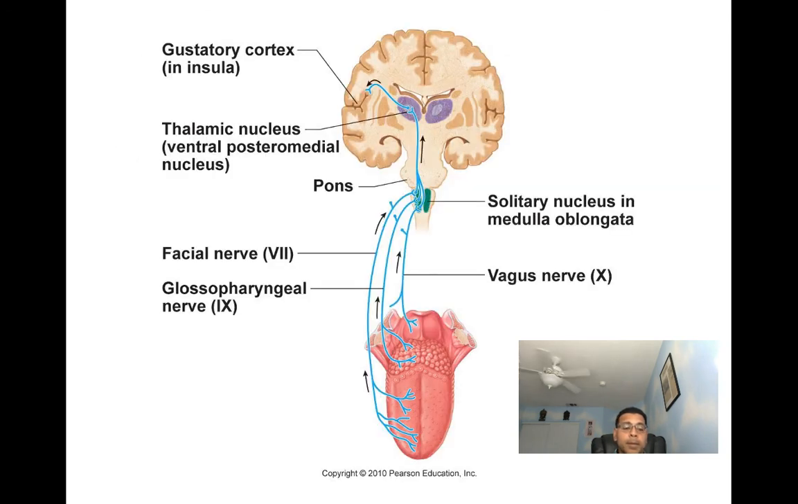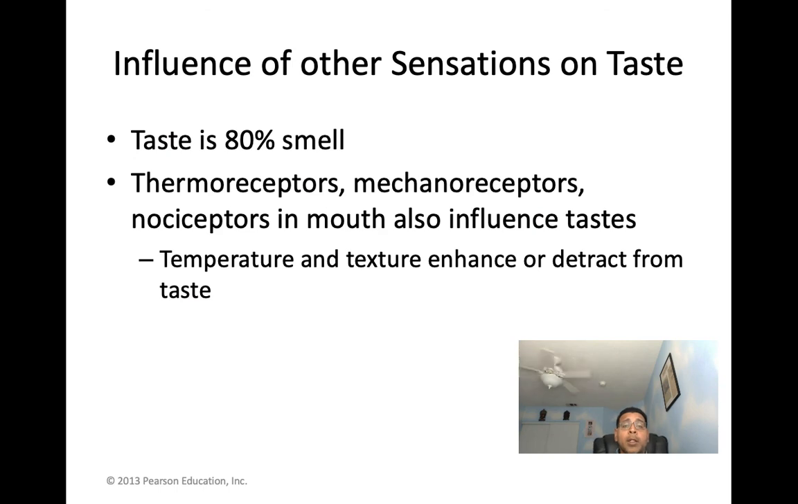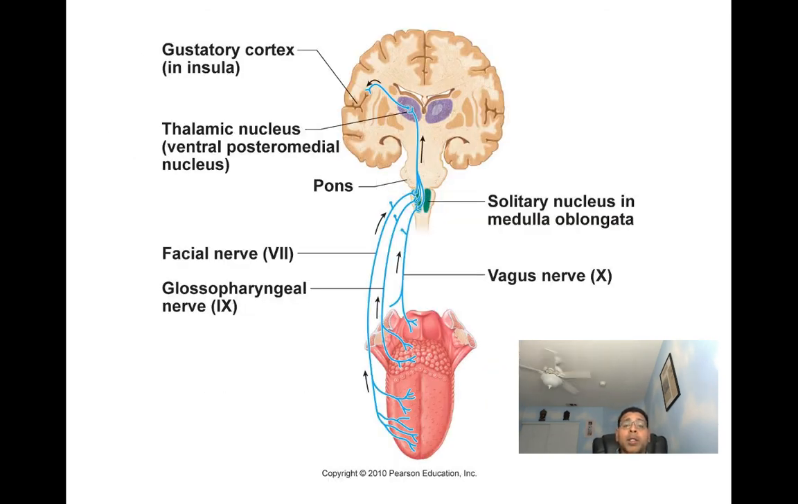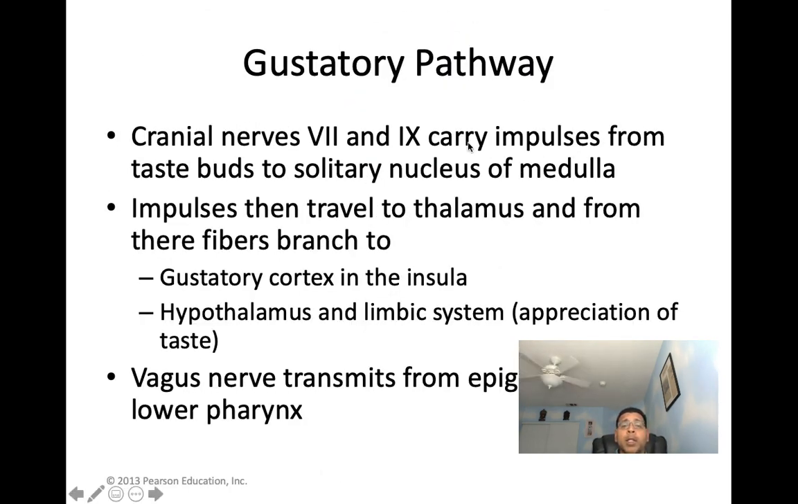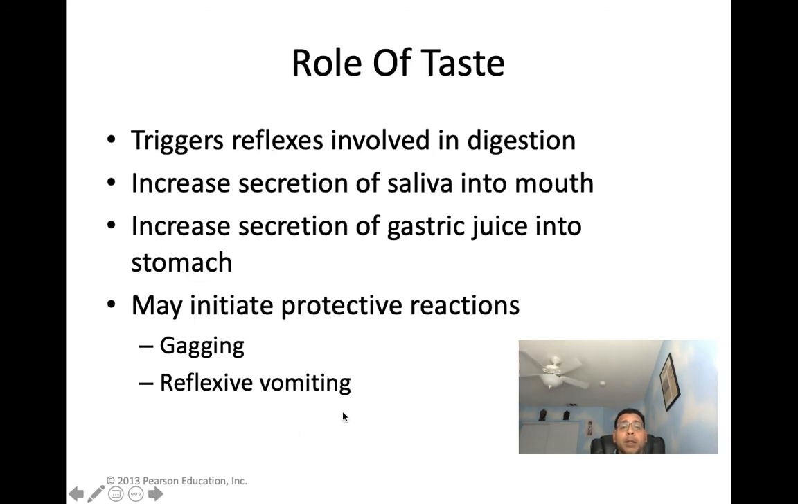Now we talk taste. So these nerves, then, we can see are going to carry impulses from the taste buds to our solitary nucleus of the medulla. Impulses then travel to the thalamus, and from there, fibers branch to the gustatory cortex in the insula and the hypothalamus and limbic system, where we then have an appreciation of taste. Vagus nerve is going to transmit, we said, from the epiglottis and the lower pharynx.